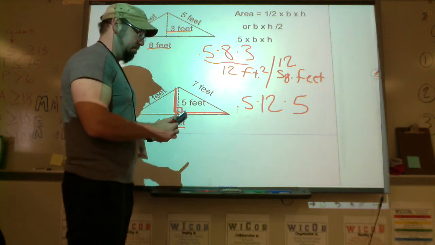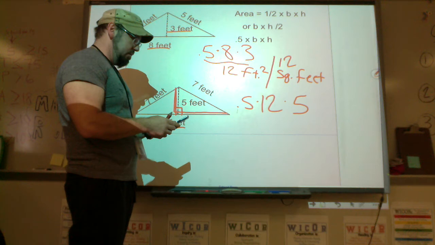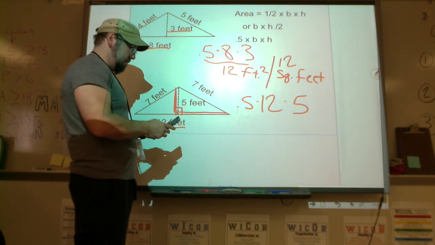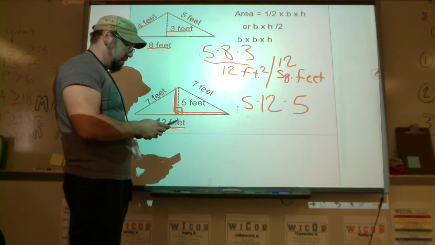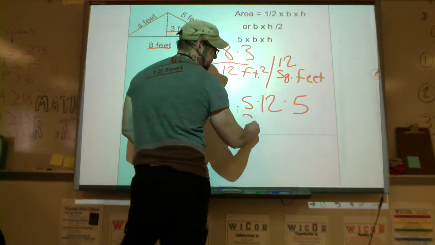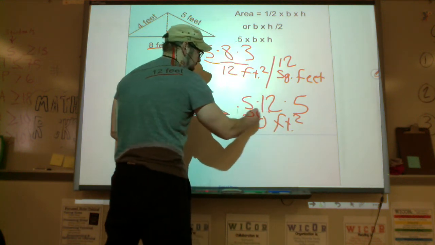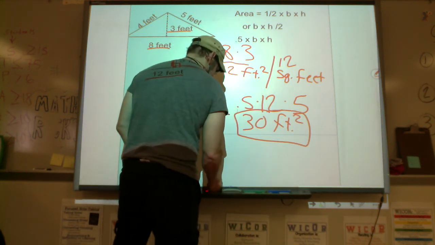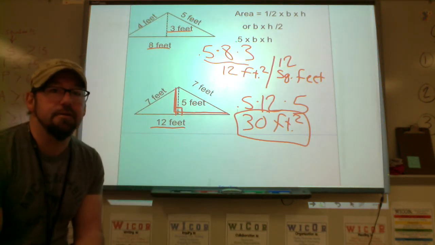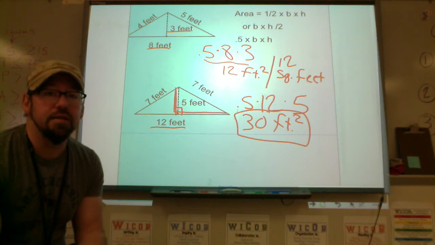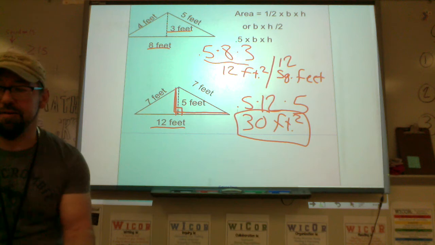Okay, I'm going to put that in my calculator, and when I do that, oops, do it twice, I get 30 feet squared, or 30 square feet. Okay, so that is how you find the area of a trapezoid and a triangle. Okay?